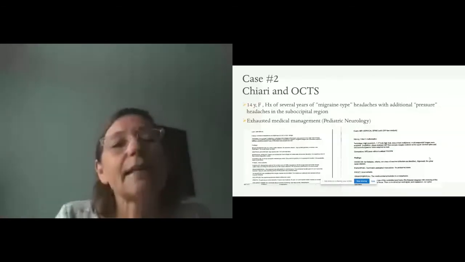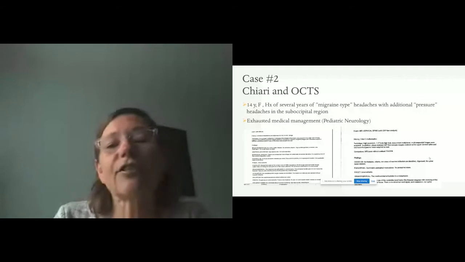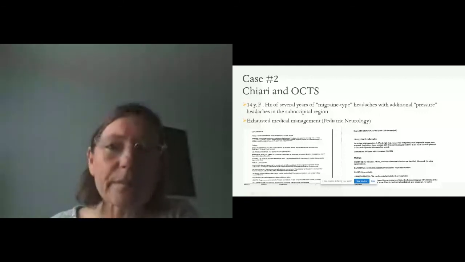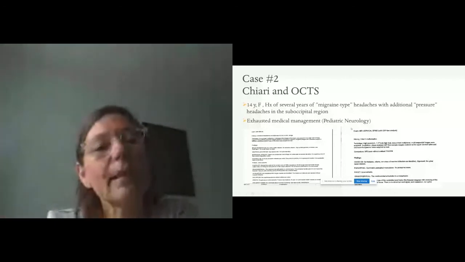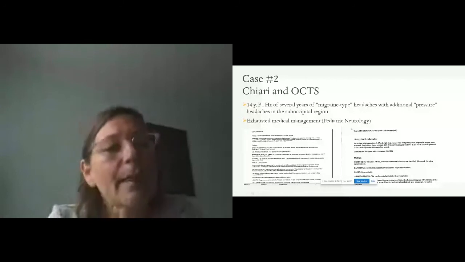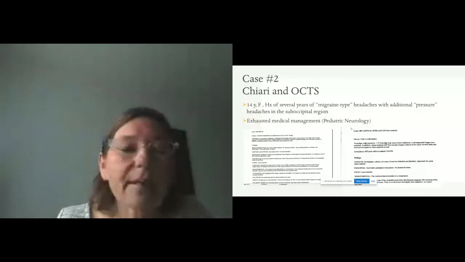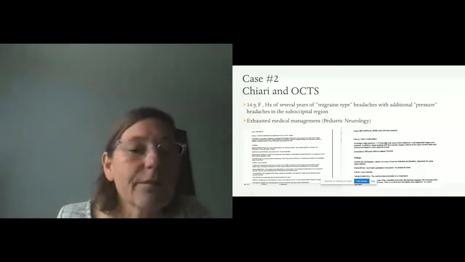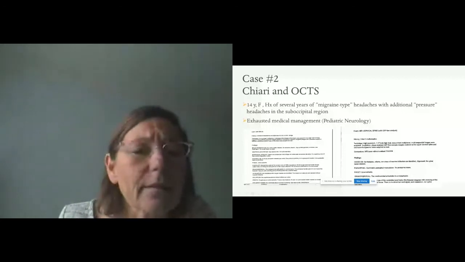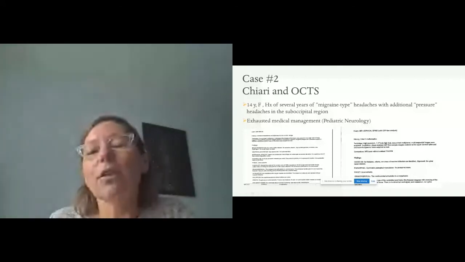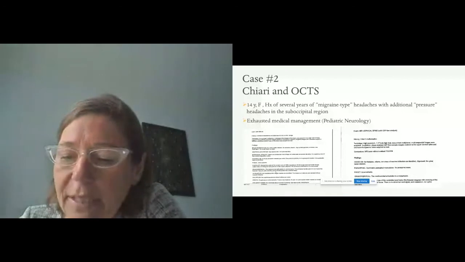The second case is a patient that was actually referred to me for Chiari. She had migraine-type headaches with pressure headaches in the suboccipital region. And pediatric neurology worked her up, of course, for migraines. Medical management was exhausted. And so this was a brain MRI and a spine MRI. It says that there was some 4 to 5 millimeter tonsillar ectopia and some crowding in the posterior fossa. So there was some indication, and she was sent to me.